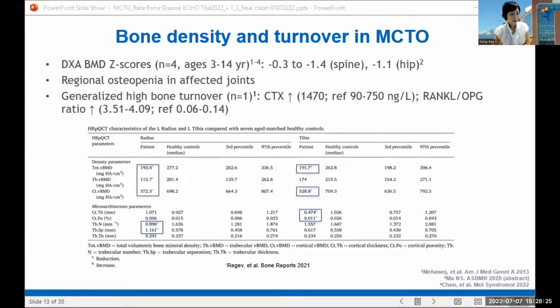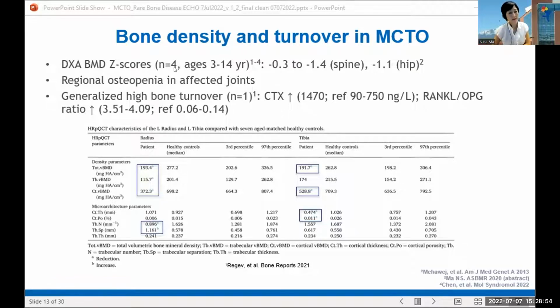So what do we know about bone density and bone turnover in MCTO? There's very limited data available in the literature, but of the assessments that have been reported, bone density ascertained by DEXA in patients with MCTO seems to be normal to just slightly low. The lowest BMD Z-score at the spine is -1.4, and the lowest BMD Z-score at the hip is -1.1.